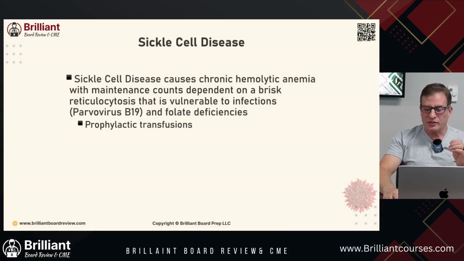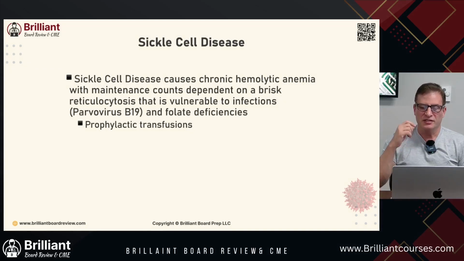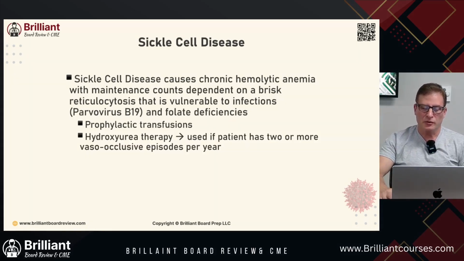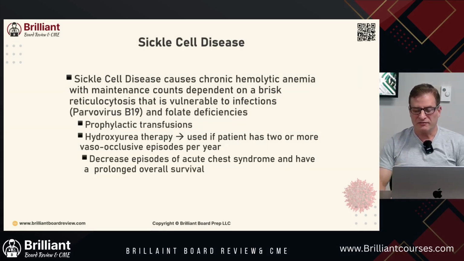Consider prophylactic transfusions, but remember, we have to worry about autoantibodies from the prior transfusions. This can make it harder to replace the blood and can cause us problems in the future. Hydroxyurea therapy can be used if a patient has 2 or more vaso-occlusive episodes per year. We'll talk about what the side effects of that are.